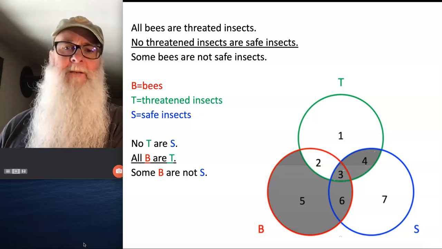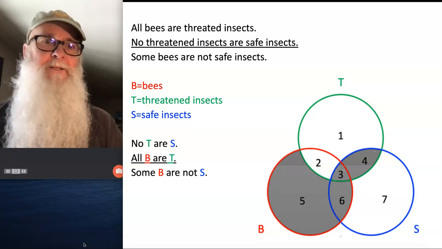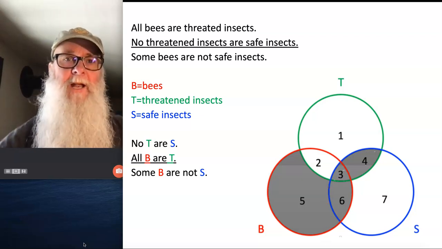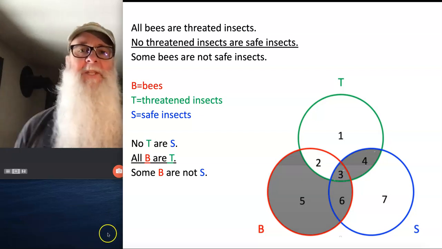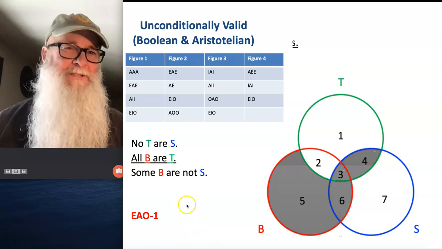And now I'm done. And I look at my Venn diagram and ask myself, do I see in this Venn diagram the conclusion statement, some B are not S? And the answer is no. If I did, there'd be an X right there. But there's not an X right there. So that tells me that this argument is invalid from the Boolean standpoint, and I can check my judgment.